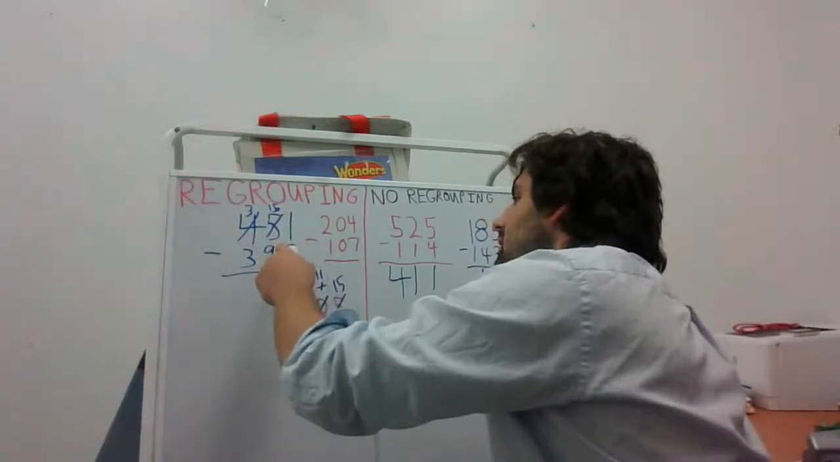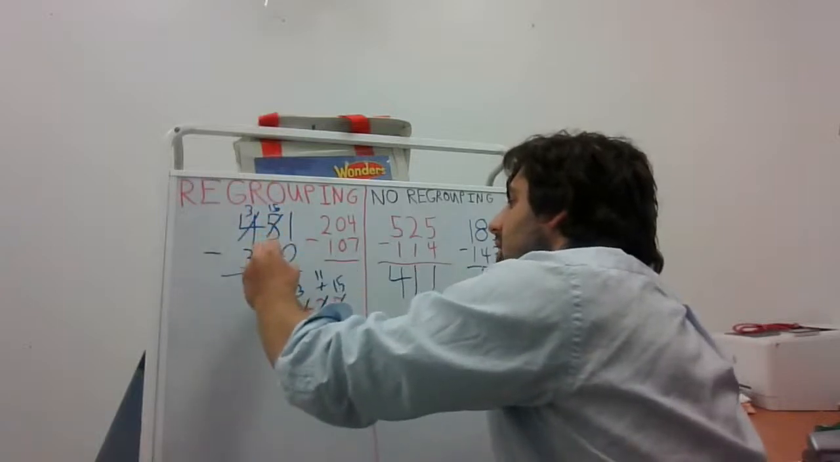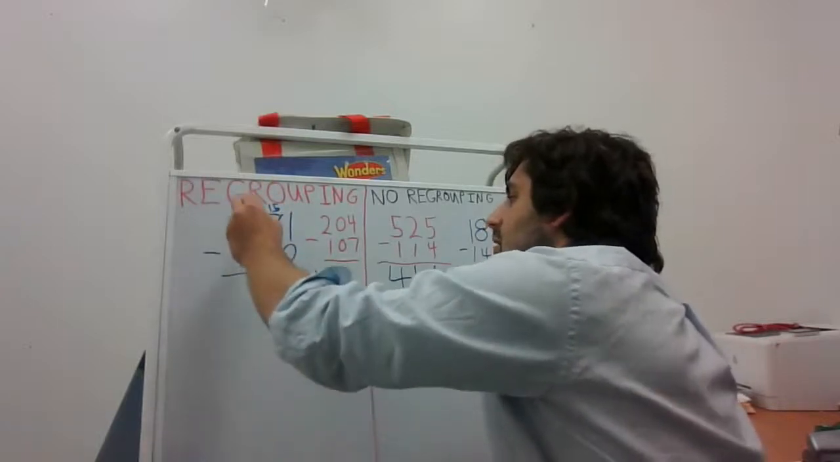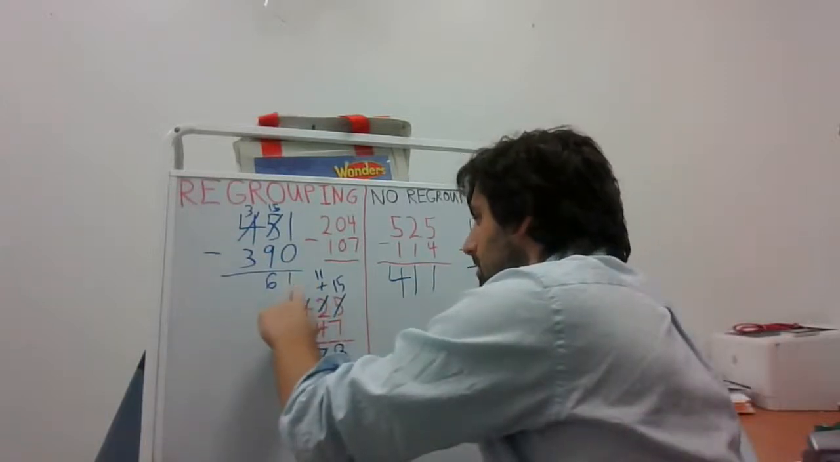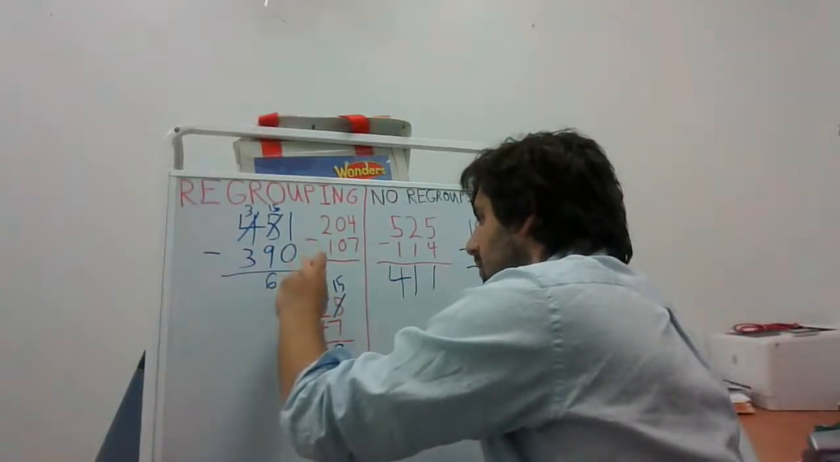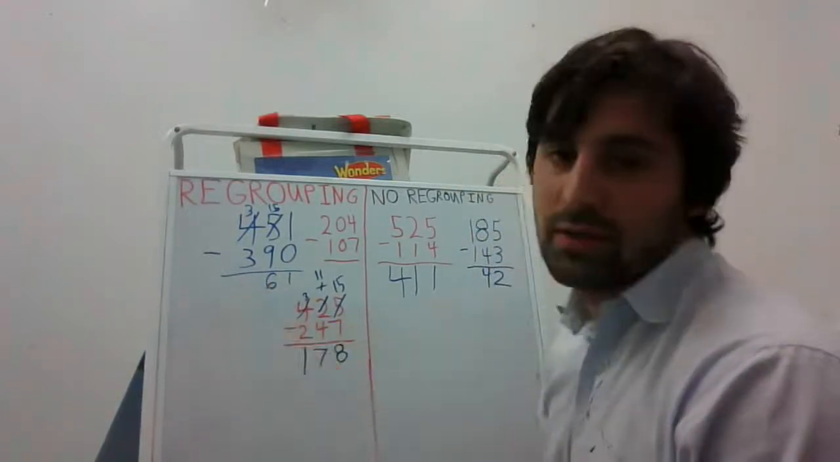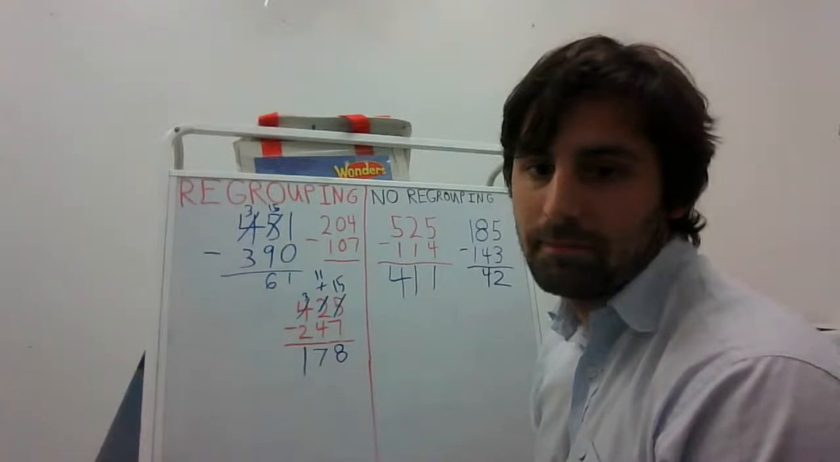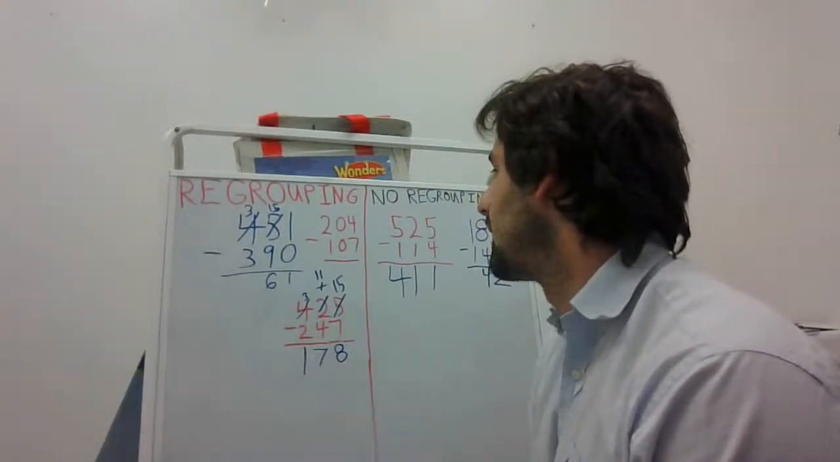All right, now we can subtract. 1 minus 0 equals 1. 15 minus 9 equals 6. 3 minus 3 equals 0. This 3 is with the previous problem. I don't want y'all to get confused. So you could put a 0 there, or you could just leave it blank. All right, but our answer is 61.